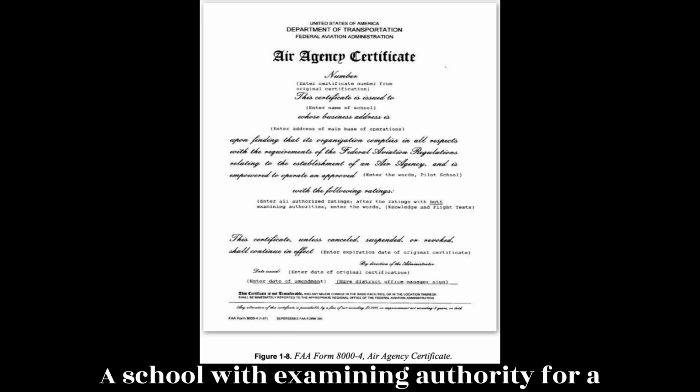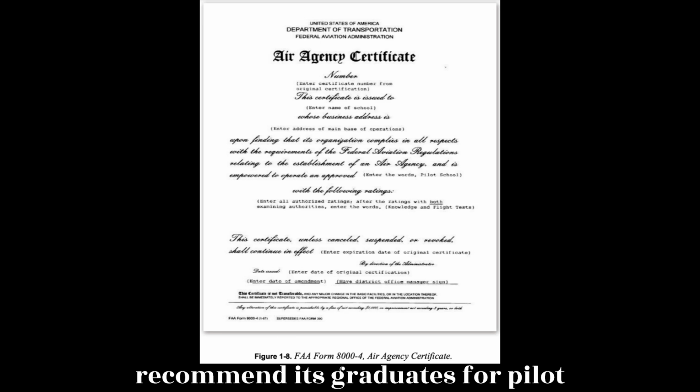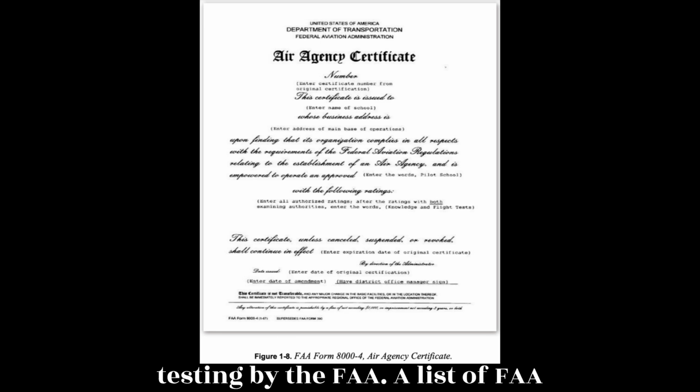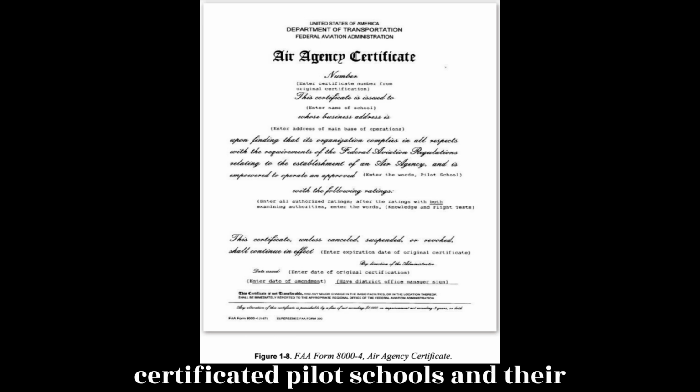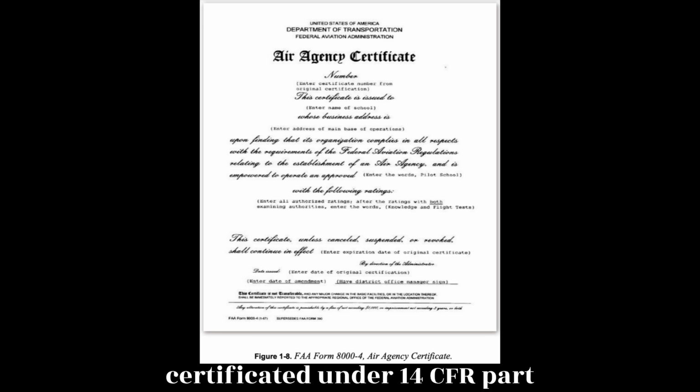A school with examining authority for a particular course has the authority to recommend its graduates for pilot certificates or ratings without further testing by the FAA. A list of FAA-certificated pilot schools and their training courses can be found at https://av-info.faa.gov/pilotsehul.asp. FAA-approved training centers are certificated under 14 CFR Part 142.